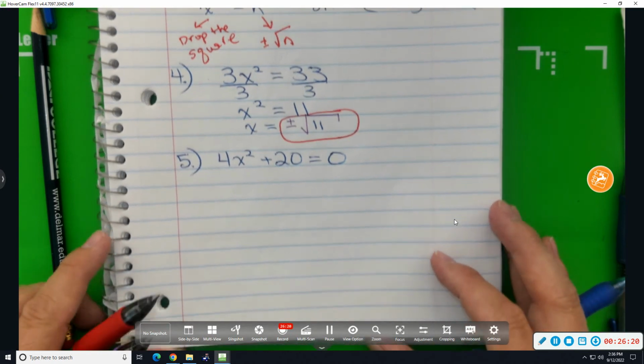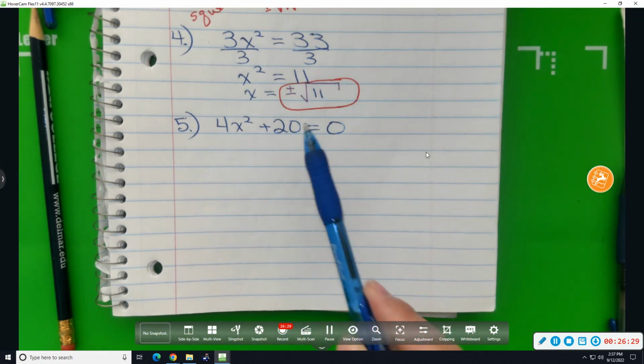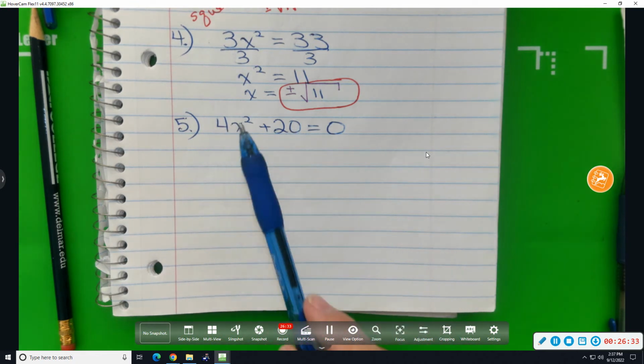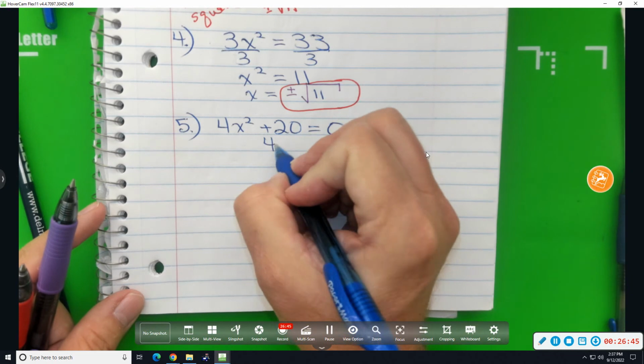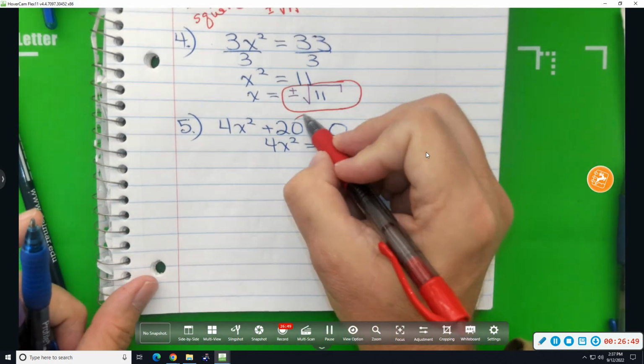So here we go. What's being squared here? Just this x. That means the 20 can't be here, the 4 can't be here. We need x squared by itself. That's not too bad. What will I do first to get x squared by itself? I couldn't hear you. Move the 20 over. That's going to give us 4x squared equals negative 20.